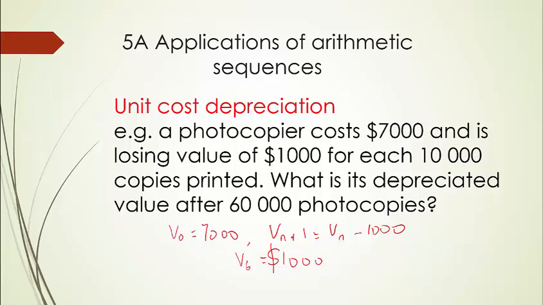Well, V0 is 7,000 again. Vn plus 1 equals Vn minus 1,000 still, so nothing different there. V6 will be $1,000. Doesn't say anything about time, it just says after 10,000 copies printed.